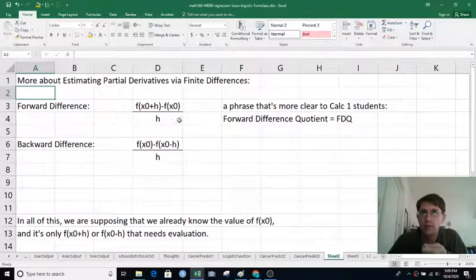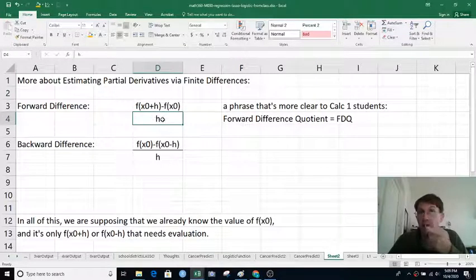When talking with Calc 1 students, I've found it helpful to talk about the forward difference quotient, so they have a lower chance of forgetting to divide by the distance, the x difference. We could sometimes, if we need to, instead of going forward, go backward and say, I know this value, let me use a slightly smaller x value and divide by the difference of the x's. It seems like these would give you basically the same information, and that's kind of true.